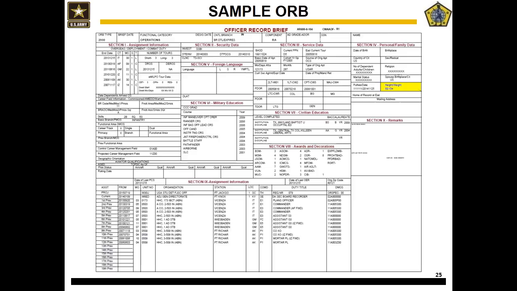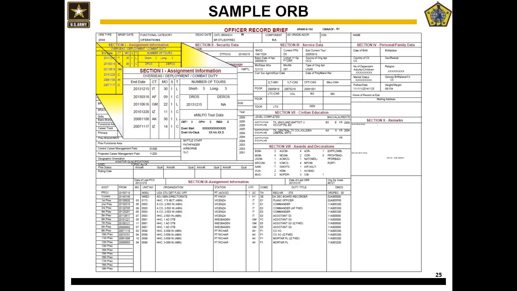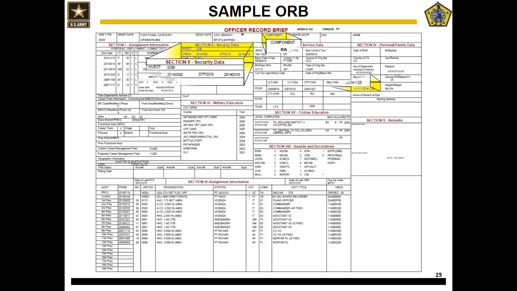You should also address height and weight discrepancies that occur between your ORB and evaluation reports. Ensure your overseas assignments and deployment data are up to date. And ensure your military and civilian education sections are current with no missing courses. You should also review your security clearance date, component, and physical information to ensure they are correct.